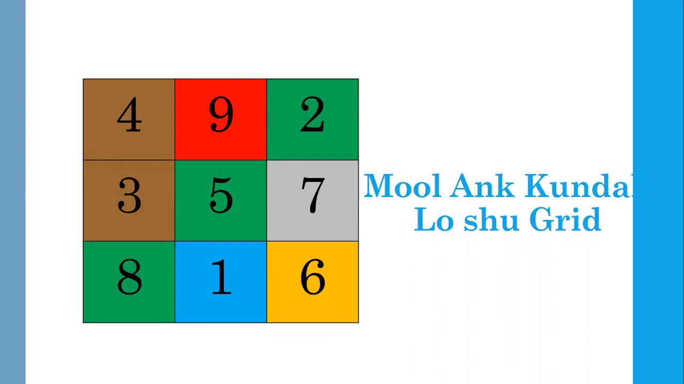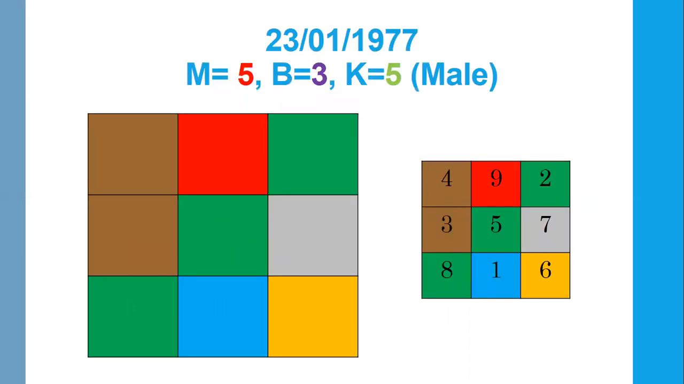In the Loshu grid, there are 9 houses, and each house has its own number, like 4, 9, 2, 3, 5, 7, 8, 1, 6. These numbers are fixed in their positions. Referring to this original Loshu grid, or Mool Ank Kundali, we'll draw the Loshu grid for a given date of birth.